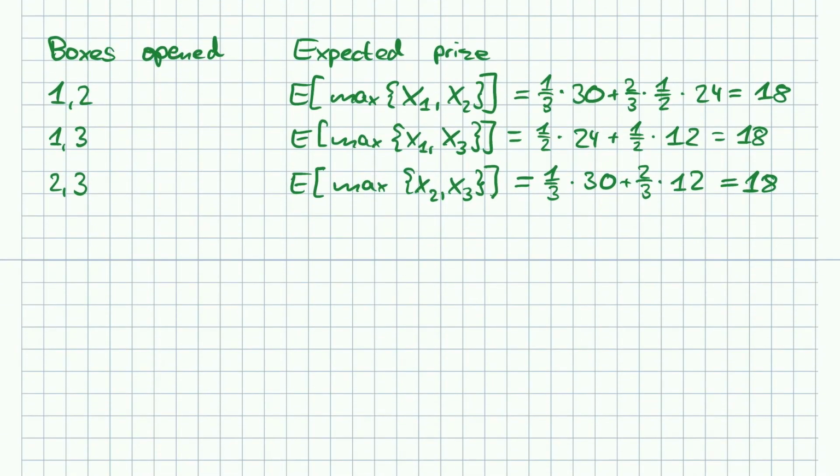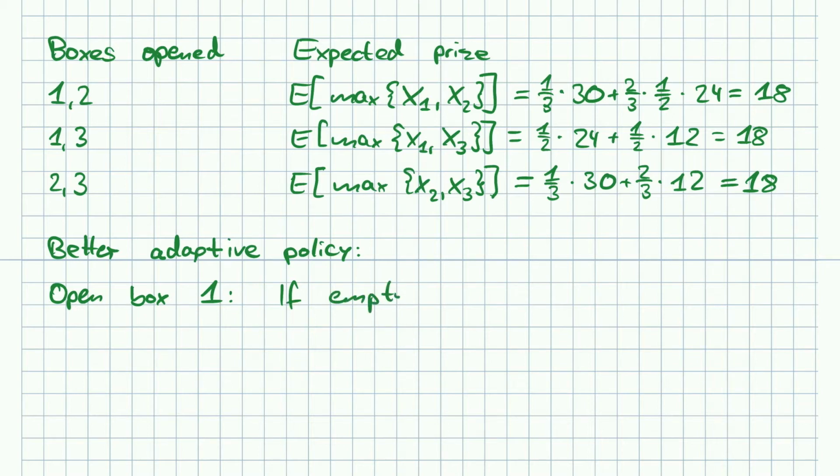And let's see what this means here. A better adaptive policy is: open box 1, and if it is empty, we open box 3, and if it is not empty, we'll open box 2.